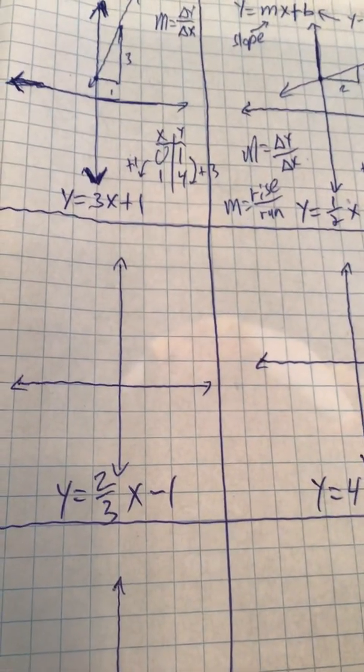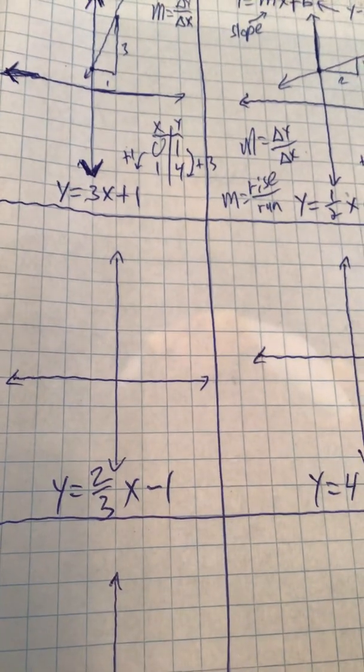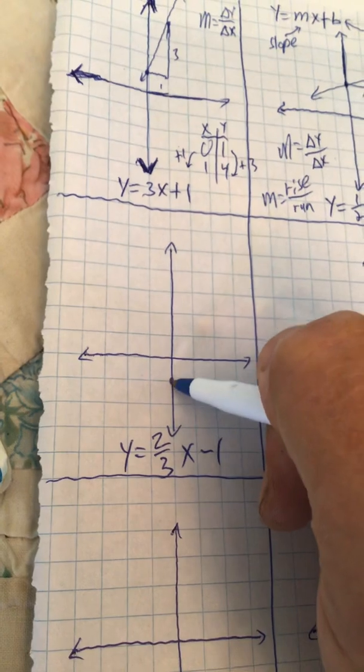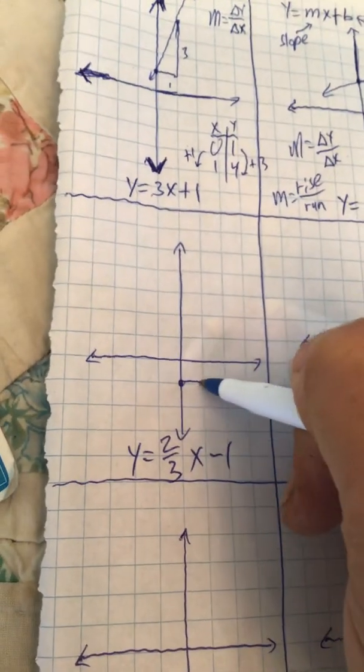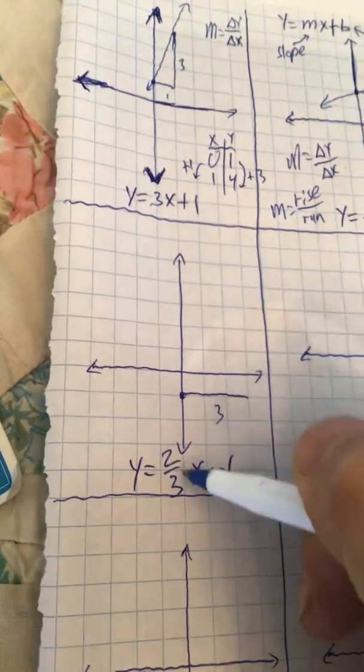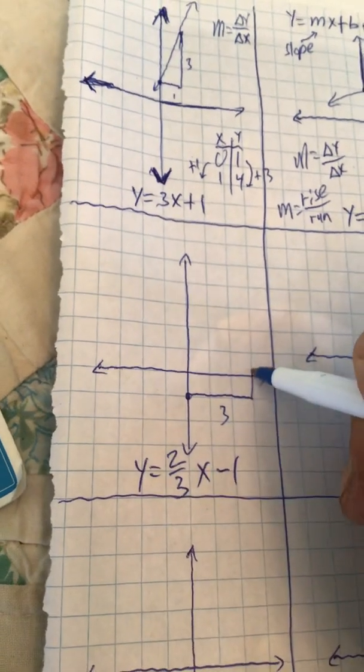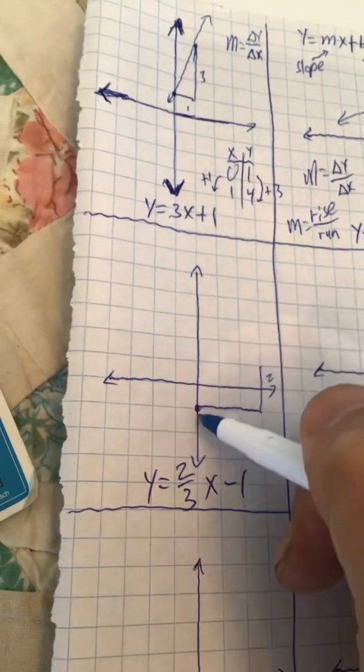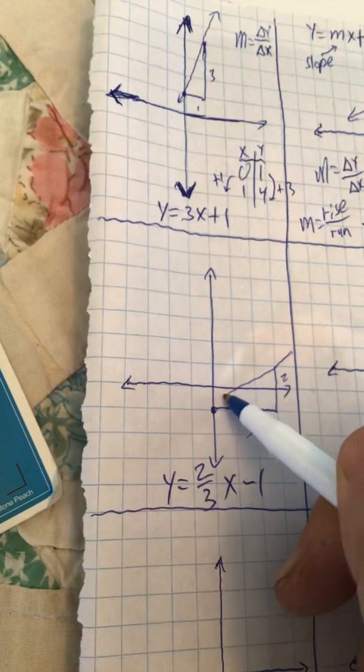So here's your equation. Give me the graph. You're starting off at negative 1, and then you're going to go over 3, because it's 2 over 3, and you're going to go up 2. And there's your line. You just need 2 points to draw a line.